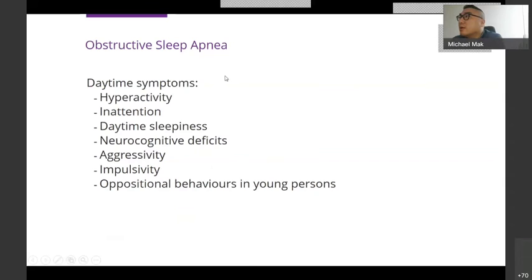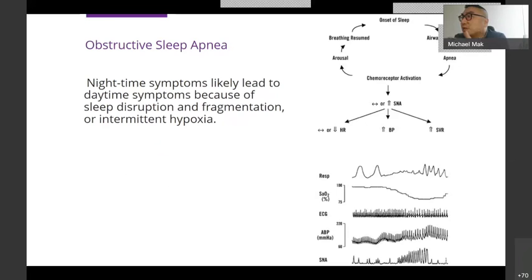The thing is, the nighttime symptoms end up translating to daytime concerns. Things like hyperactivity, inattention, daytime sleepiness, memory problems, word recall problems, not doing well in school, aggressivity, impulsivity, and oppositional behaviors. So how does that relate? How is it that a person that just has difficulties breathing, their airways might be closing every now and then at night, how does that translate to all these behavioral issues and cognitive issues the next day?